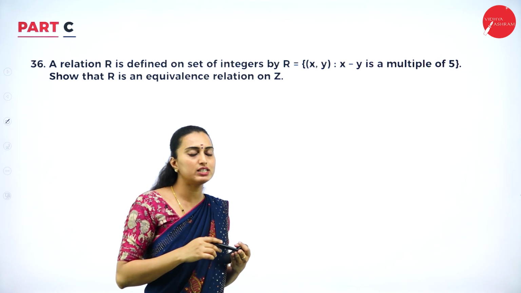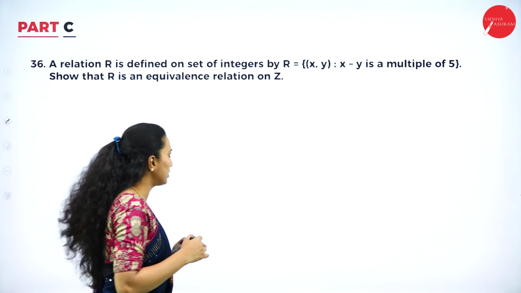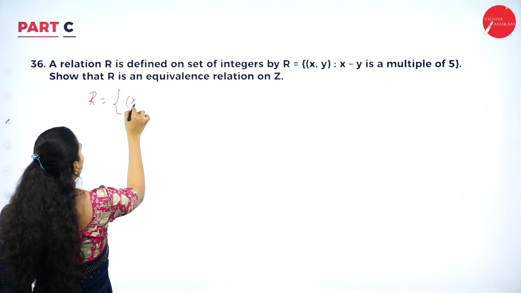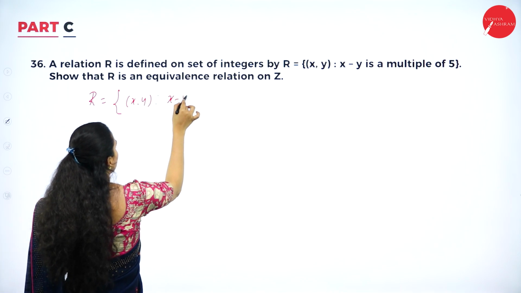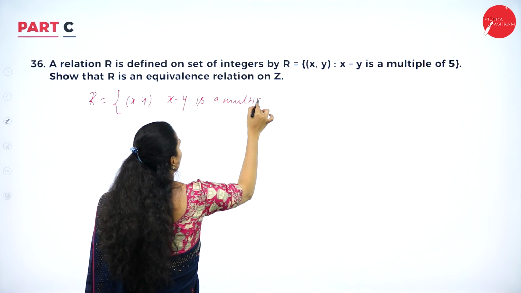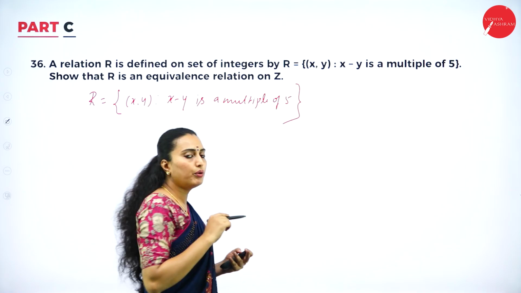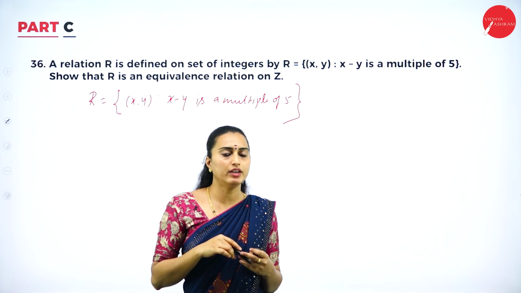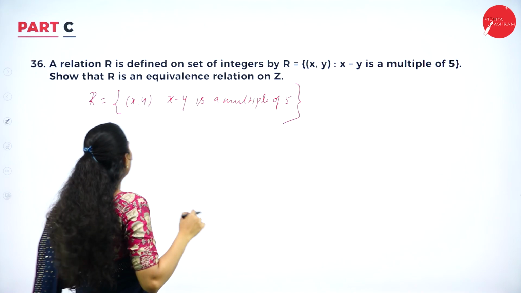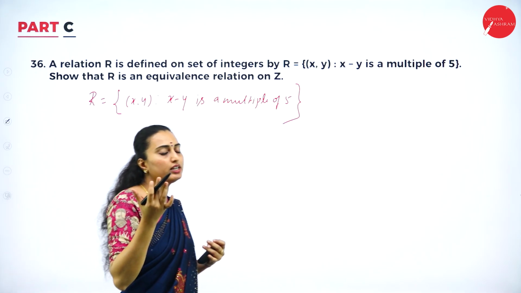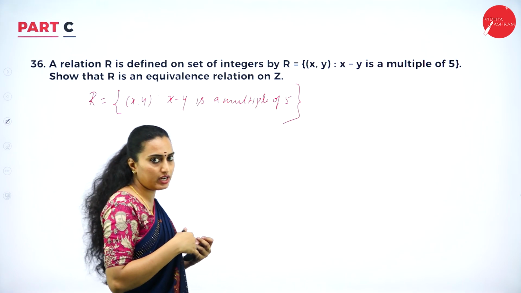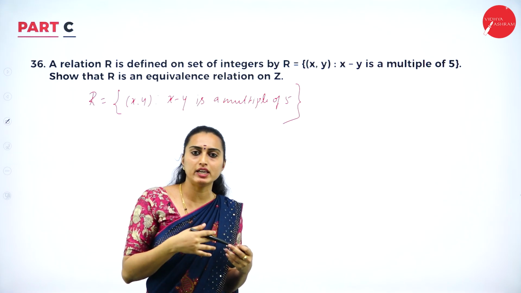Understood? Now first let us check for a reflexive relation. So what they have given? R is equal to (x, y) such that x minus y is a multiple of 5, correct? Now, do you agree that 5 is a multiple of 5? Yes. So, 0 is also a multiple of 5? Yes, because integers include 0. So 0 is also a multiple of 5. 0 into 5 is 0, 0 by 5 is 0, correct?